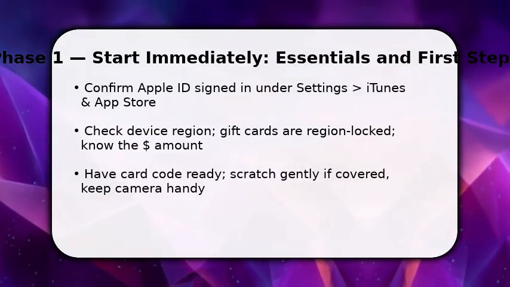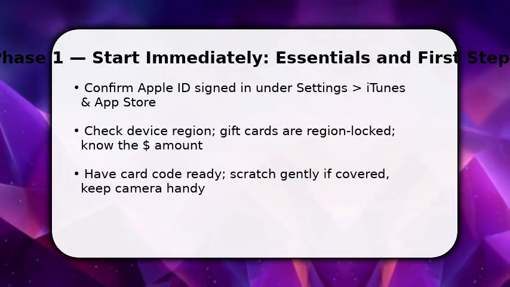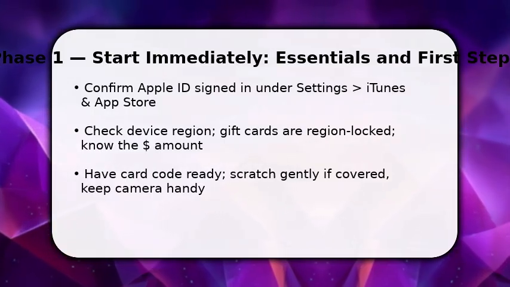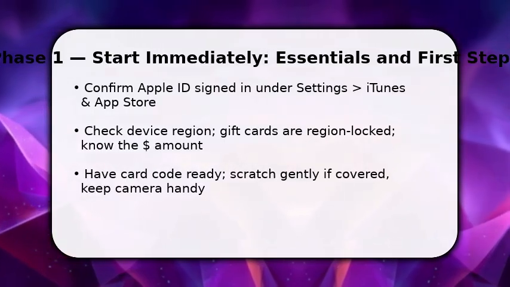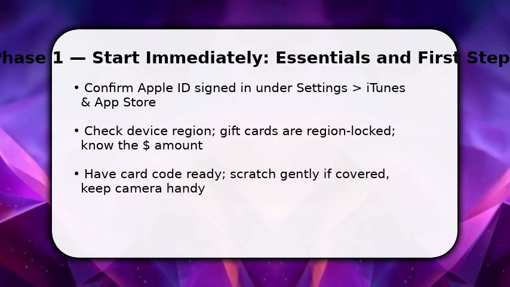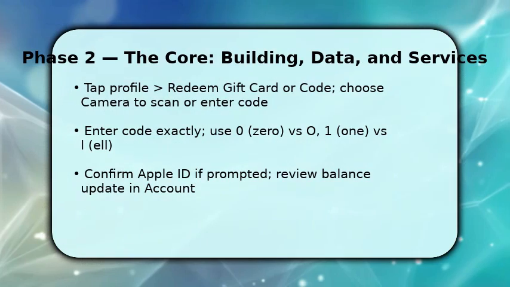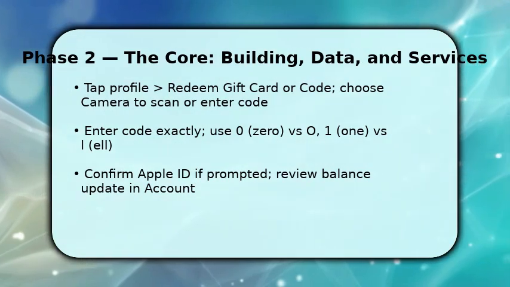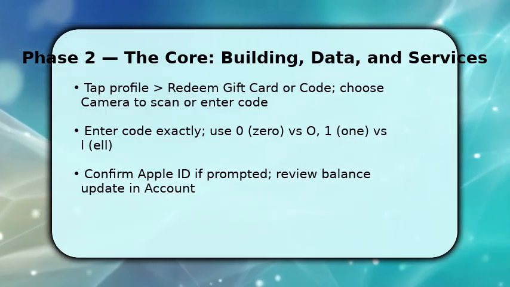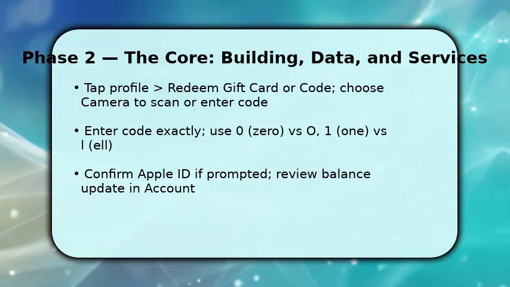Now open the App Store app and tap your profile icon. This moves you from prep into the actual redemption flow. Don't skip verifying your payment settings first. It avoids later errors. You now tap your profile and choose Redeem Gift Card or Code. Try the camera option first because it's faster and reduces typos.